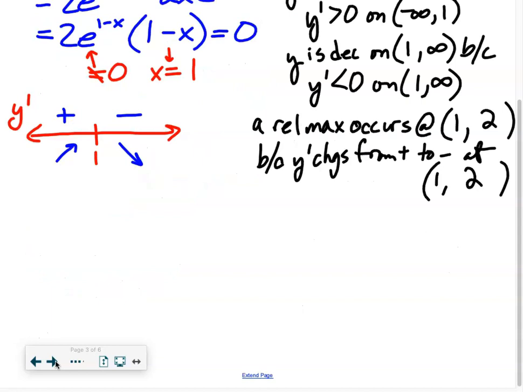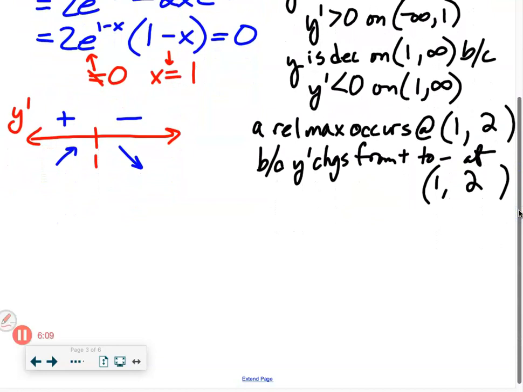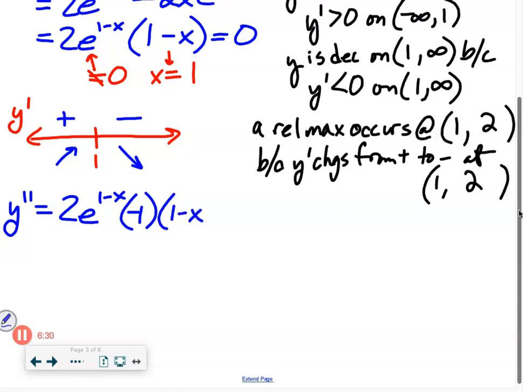Now, there's all kinds of different ways that you could do the second derivative. Personally, I'm going to use this factored form and do a product rule on that for my second derivative. So I'm going to switch back to blue and say y double prime. The derivative of 2e to the 1 minus x is 2e to the 1 minus x times the derivative of 1 minus x, which is negative 1, times 1 minus x, plus 2e to the 1 minus x times the derivative of 1 minus x, which is negative 1. Please be super, super careful with your signs. I'm going to distribute first and then clean it up.